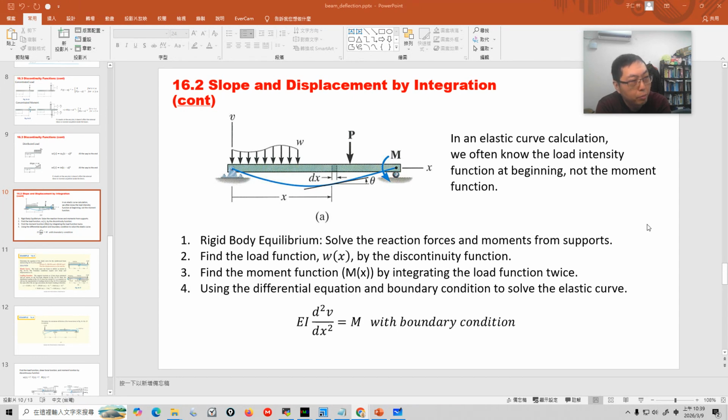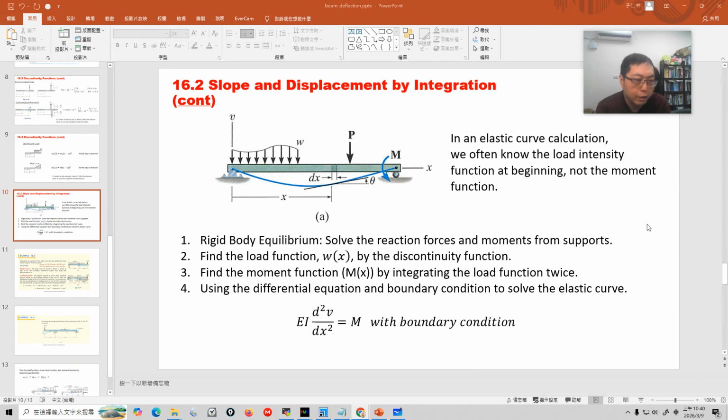Because in this type of problem, most of the time the beam is placed on a support. So first of all, we need to use the rigid body equilibrium to calculate the reaction force or reaction moment from the support. After you calculate the reaction force and reaction moment from the support, you will have the complete external loading and external moment acting on this beam. Then you can write down your loading function, but you have to represent the loading function by discontinuity function.